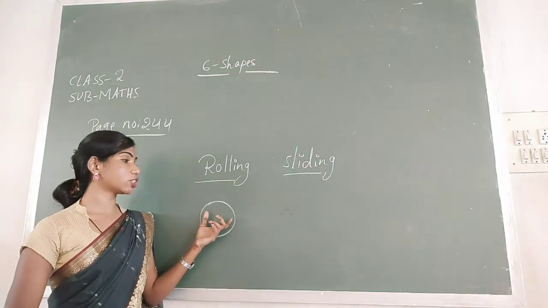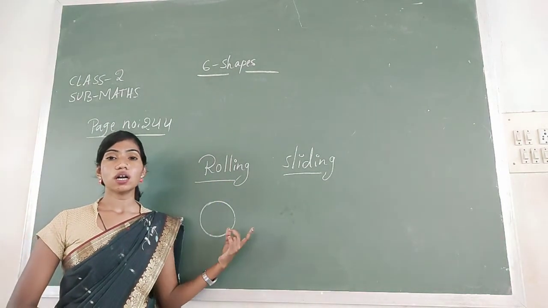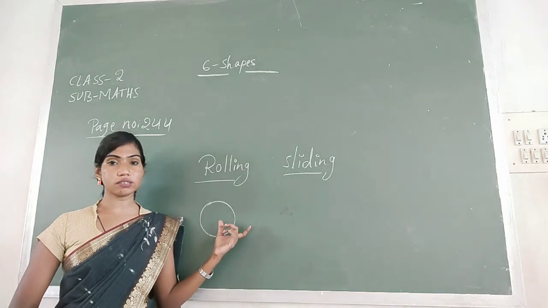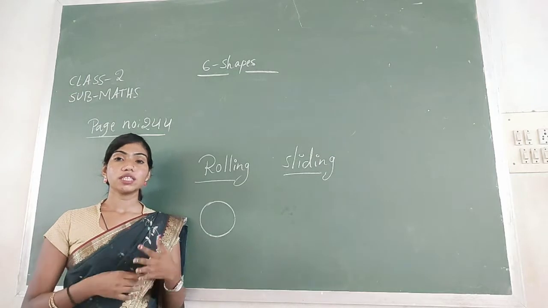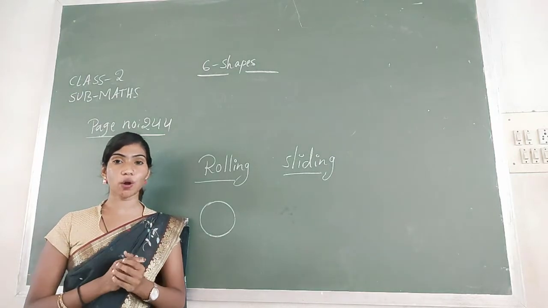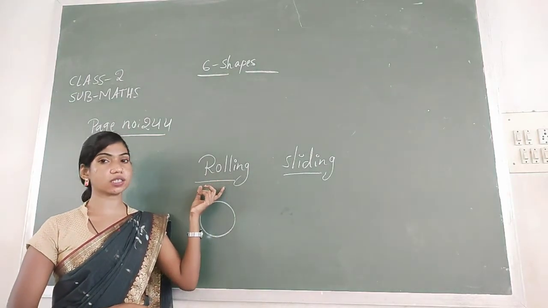But the shapes which are round in shape or which have curved faces, while they are moving, they move by turning their bodies. That we call rolling. Okay.